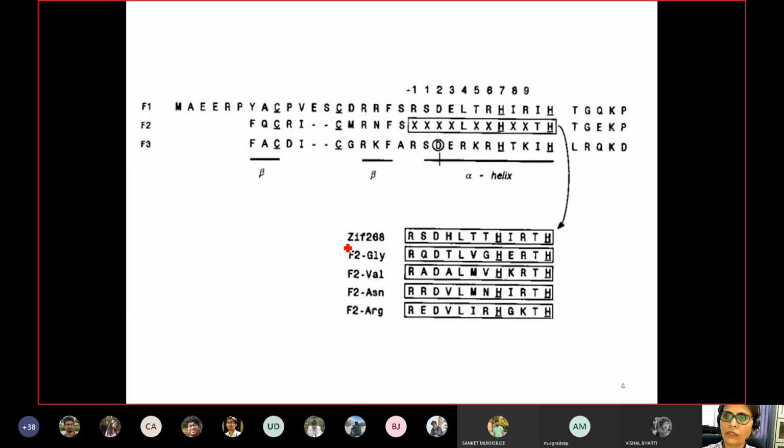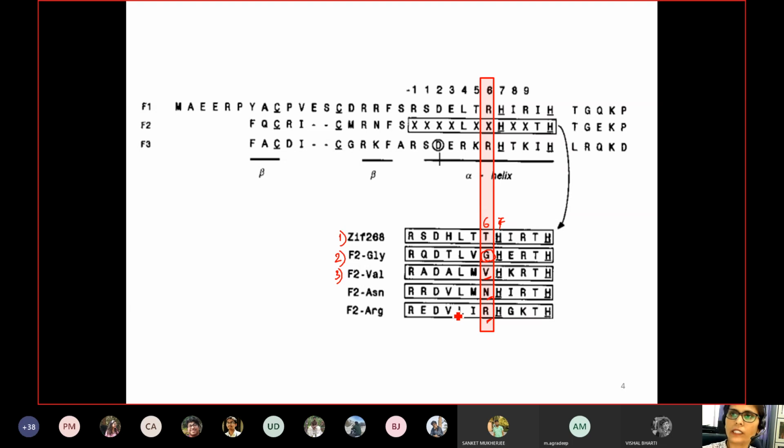For example, in the first case, all the X was replaced by zinc finger 268, and especially at the sixth position you have histidine. Sorry, this is the seventh position. So you have threonine in this case. Similarly, in the second case you have F2 glycine. Why? Because at the sixth position you have the presence of glycine. Similarly, in the third mutant you have valine, because of this valine presence, asparagine and arginine.